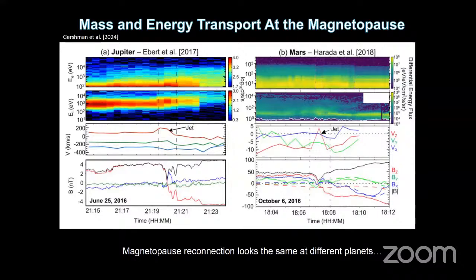And so you can actually use these, and reliably use these throughout the solar system, to understand: is reconnection happening where my spacecraft is, and do I have the right measurements to infer that? Go to the next slide, please.